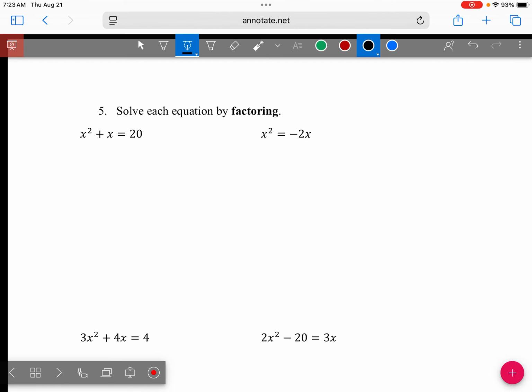Factoring. First thing you want to do, you're going to look for your GCF. So, Tanel, I'm getting ready to do this page that you asked me about, so you might want to put away your laptop. And then you have to set it equal to 0.